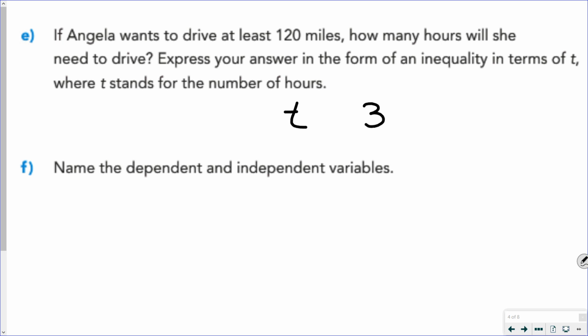And since it says at least 120 miles, that means we can go exactly 120 miles. So we could drive for exactly 3 hours, so we're going to have the equal to portion to that. But when it says at least 120 miles, it means every other value we want is greater than 120, which means we'd have to drive for more than 3 hours. So t is greater than or equal to 3.